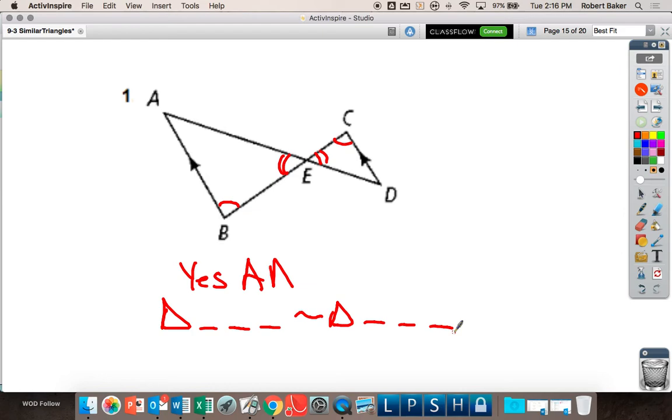EAB. Triangle EAB is congruent to, no, EDC. Because it went 2 marks, blank, 1 mark. It has to go 2 marks, blank, 1 mark. See it? So it has to go 2, 1. Oh, no, wait.